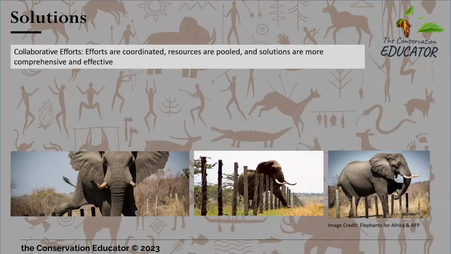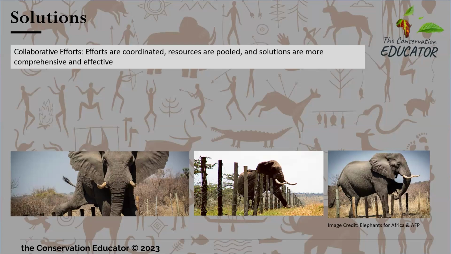And then we have collaborative efforts. And collaboration among stakeholders is actually essential because you have to address the diverse and interconnected challenges of human-wildlife conflict. Your efforts need to be coordinated, your resources pooled, and solutions need to be comprehensive and effective.